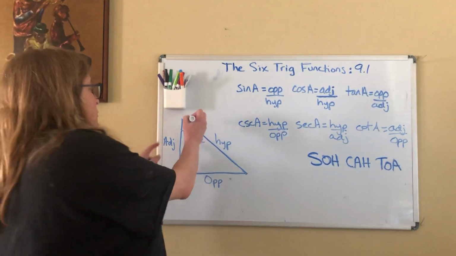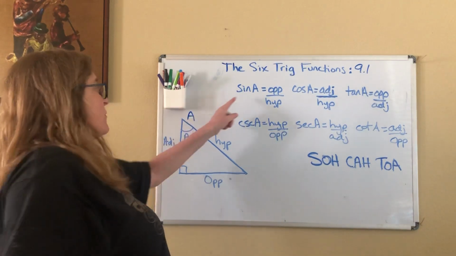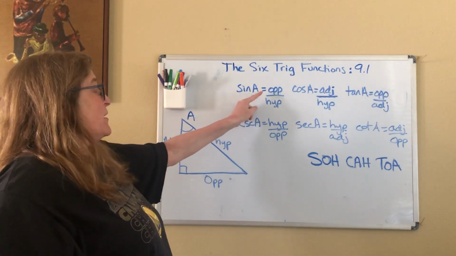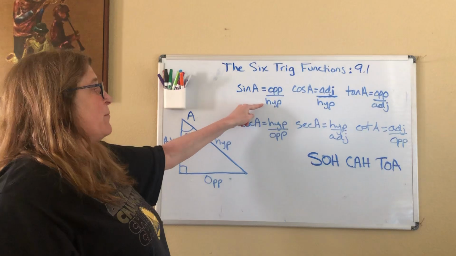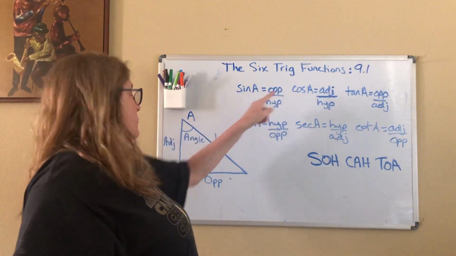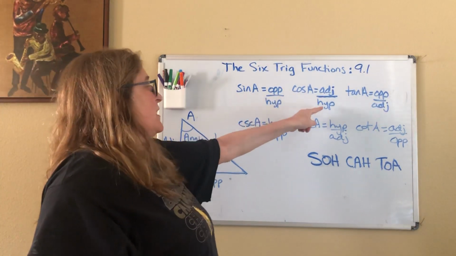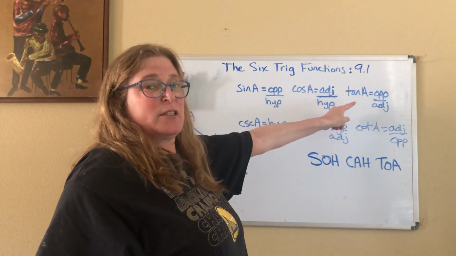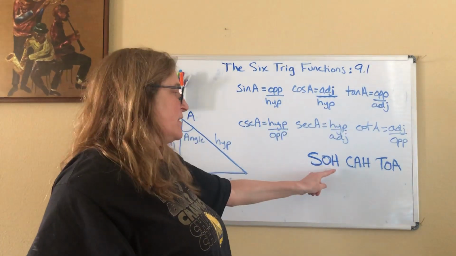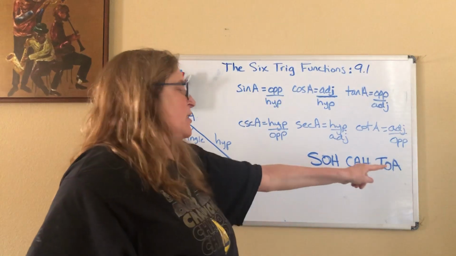So if I have this, we'll call this angle A here. If I want to take the sine of angle A, I'm going to make a fraction: opposite over hypotenuse. The cosine is going to be the adjacent over the hypotenuse, and the tangent is going to be the opposite over the adjacent, which is why we have this little mnemonic, SOHCAHTOA.